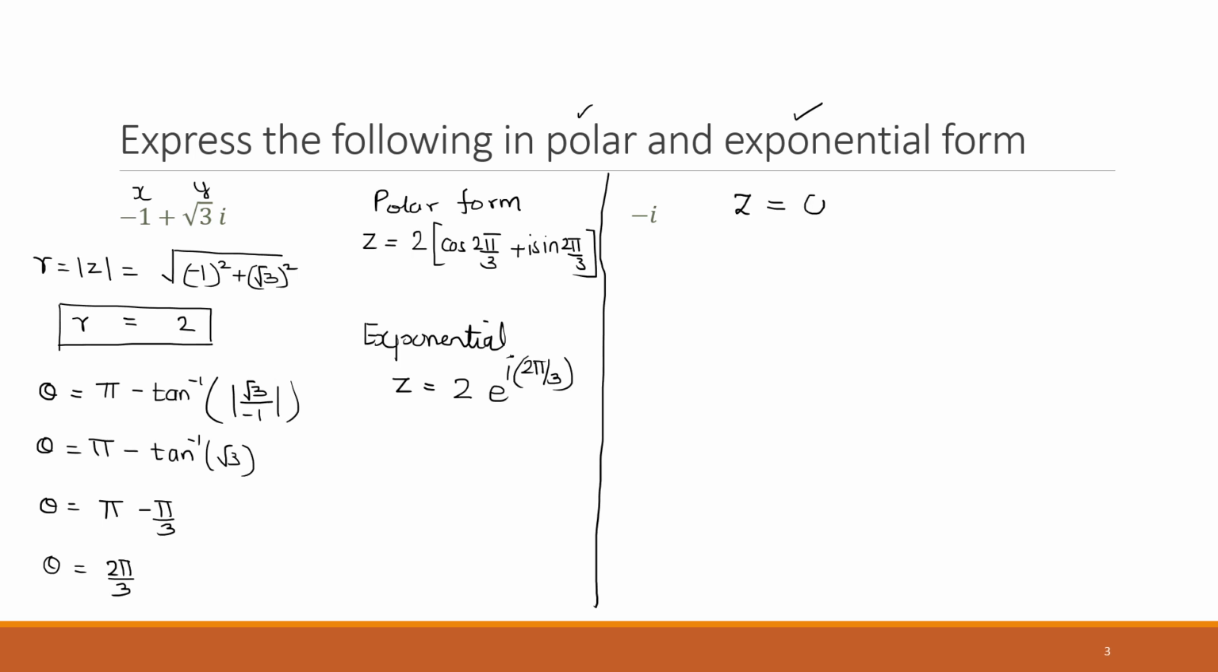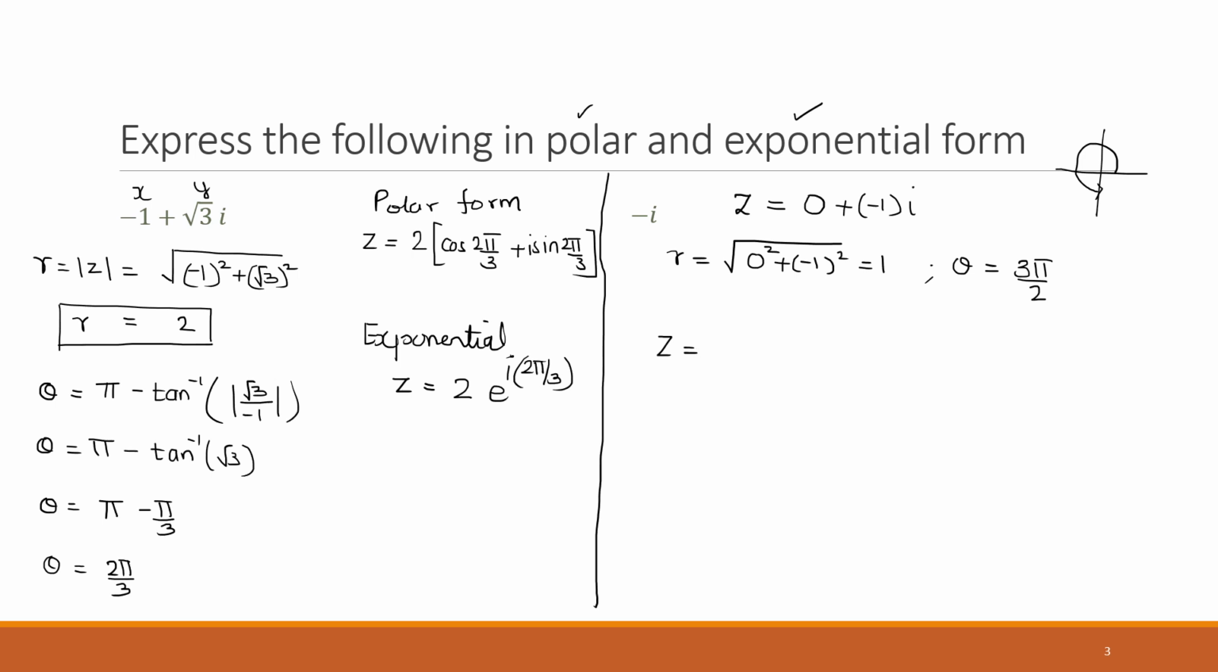So I'll write in the standard format as 0 plus minus 1 times I. Again I'll find modulus. तो r आएगा 0 square plus minus 1 का square, that is 1. My theta, it will be on negative y axis, correct? Negative y axis का मतलब है the angle will be 3 pi by 2, because it is lying on negative y axis.